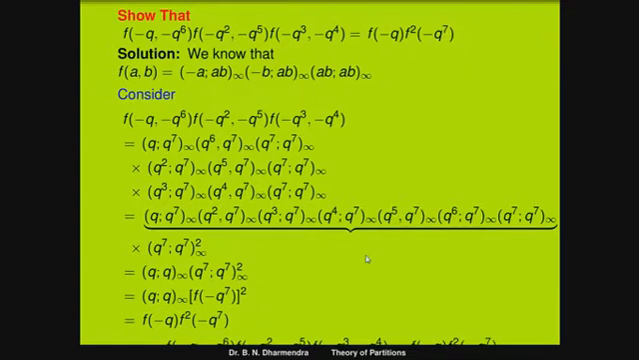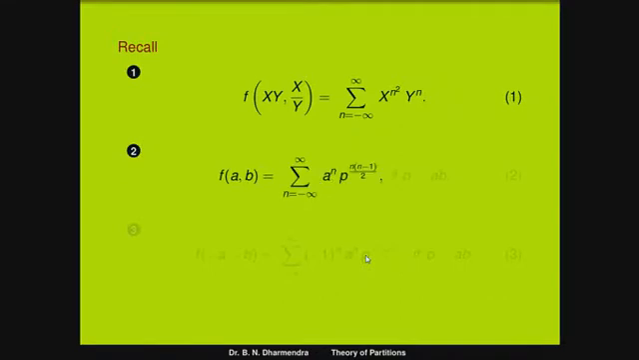We have to recall the definition of the theta function, which can also be written as f(xy, x/y) is equal to the summation n from minus infinity to plus infinity of x^(n^2) y^n. The last class we already proved this result. The next one, f(a,b) is equal to the summation n from minus infinity to plus infinity of a^n p^(n(n-1)/2), if p is equal to ab.